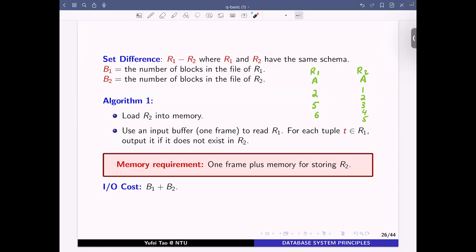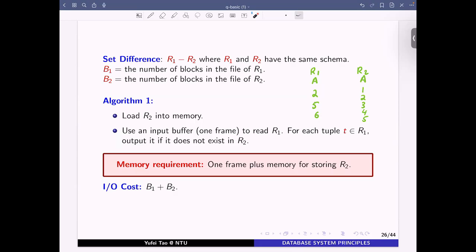We move to the next tuple, which is 5. Once again, 5 is in R2, and so we skip 5, and then we come to 6, and then we see that 6 is not in R2, and therefore 6 is output. So as you can see, you only need to read R1 once. For that purpose, you need only one frame. So you will read one block at a time, and then you can process each tuple when it's read into the main memory.